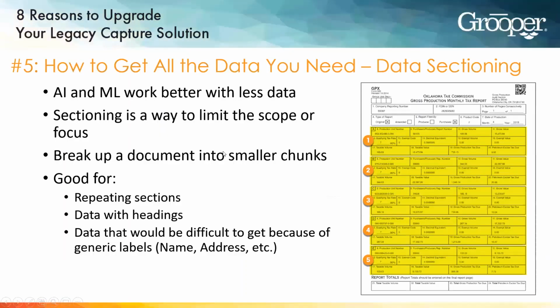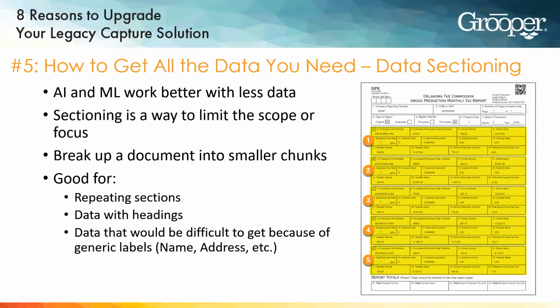Okay, so the next thing I want to talk about is data sectioning. This is probably one of my favorite parts of the product just because of what it allows us to do. Sectioning is simply a way that we can limit the scope and the focus of data extraction. It allows us to break a document up into subdocuments. And all of the AI and ML algorithms that are out there work better with less data. It's one of those dirty little secrets. They're trained with large data sets, but when you throw less data at them, they actually are more accurate. And it's just because there's less noise.